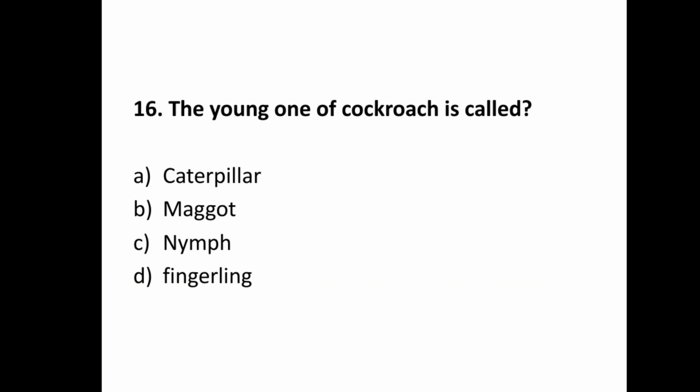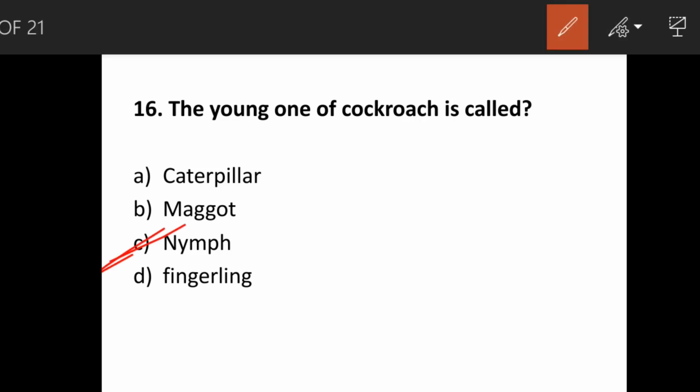Next question we have, the young one of cockroach is called caterpillar, maggot, nymph, fingerling. Student, comment your answer. It is a very easy question, I know. So the answer is option C, nymph.